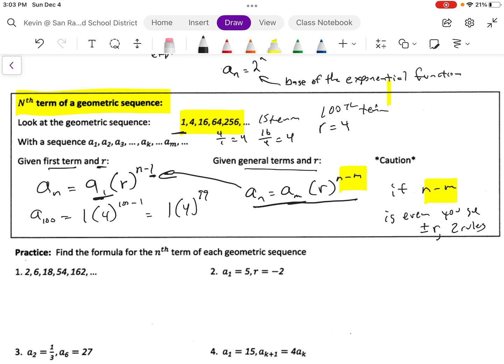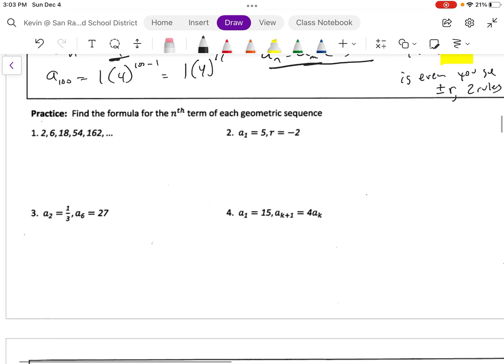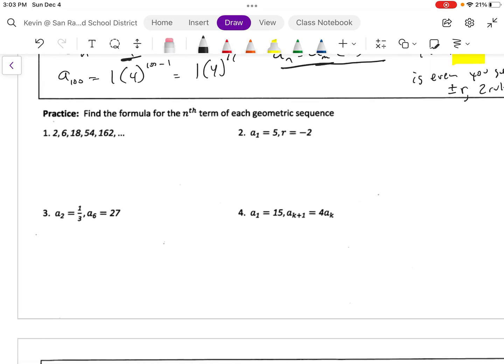All right, let me stop for a quick minute, and then we will work through these problems. No, we'll just keep going.